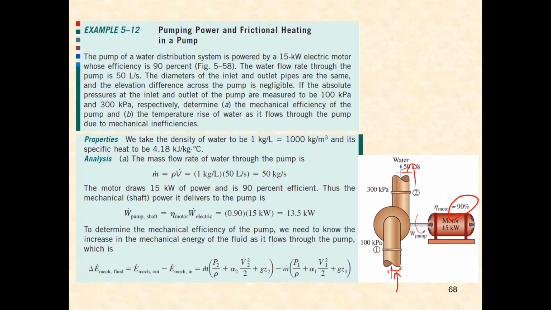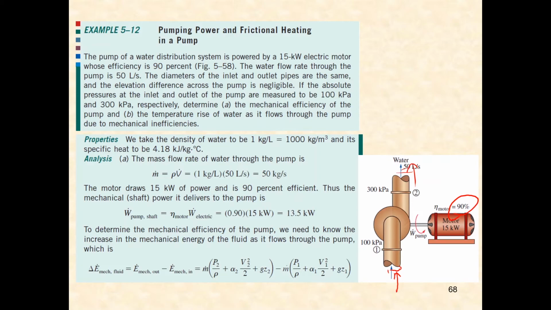If the absolute pressures at the inlet and outlet of the pump are measured to be 100 kilopascal and 300 kilopascal respectively, determine the mechanical efficiency of the pump and the temperature rise of the water as it flows through the pump due to mechanical inefficiencies.